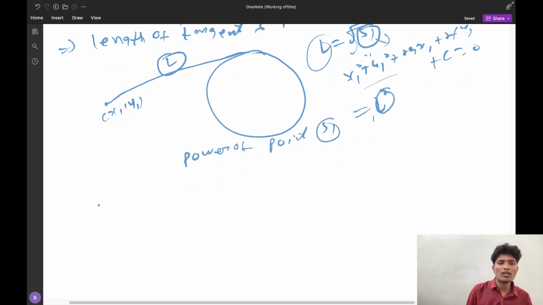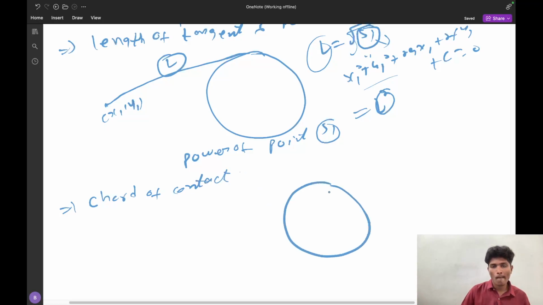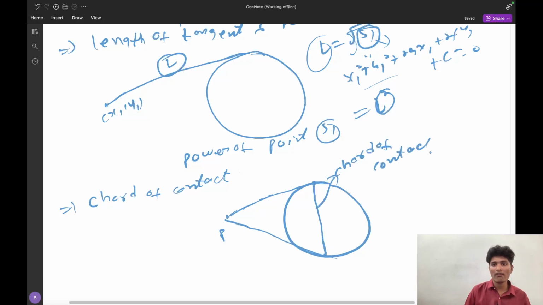And in this case only I want to discuss the chord of contact. What is chord of contact? Suppose there is a circle. P is a point. From this point I have drawn 2 tangents, and the two tangents will touch the circle at 2 points, and if I join them, this line is called the chord of contact. And how can I find this equation with the help of this point x1 comma y1?